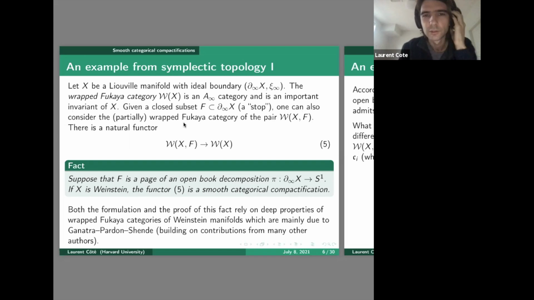So just to emphasize this, implicit in the statement is, first of all, the fact that you have such a functor, the fact that the wrapped Fukaya category of X is smooth, the fact that the wrapped Fukaya category of the pair is smooth and proper. You have to prove a lot of things, and many of these things are quite deep.